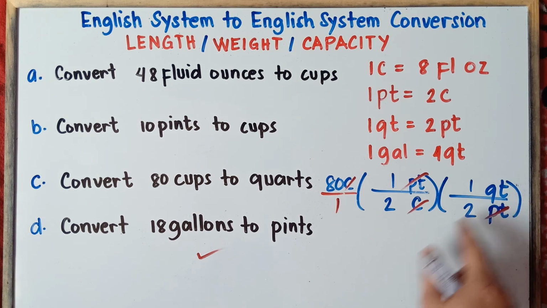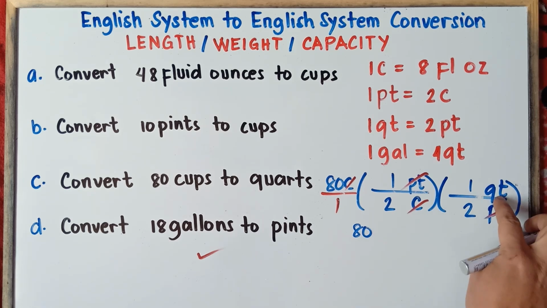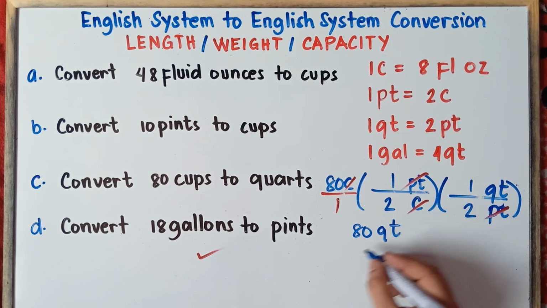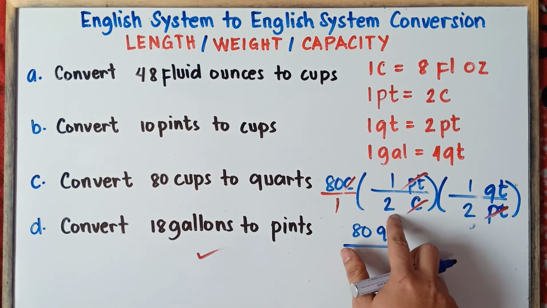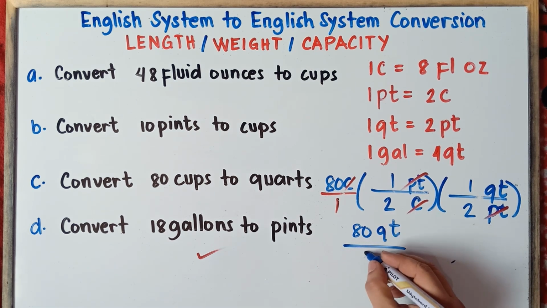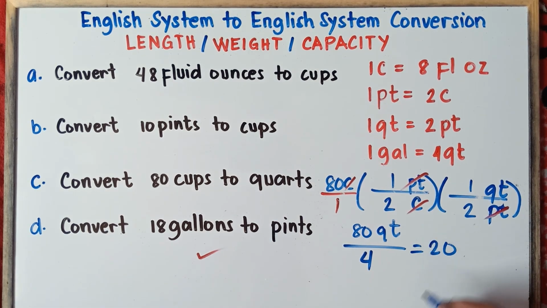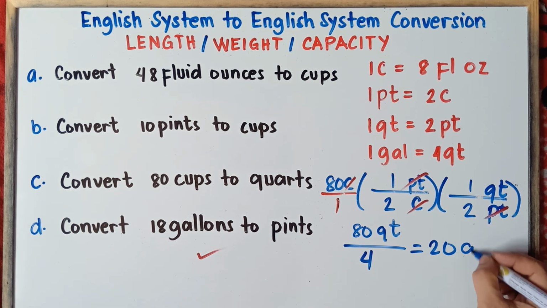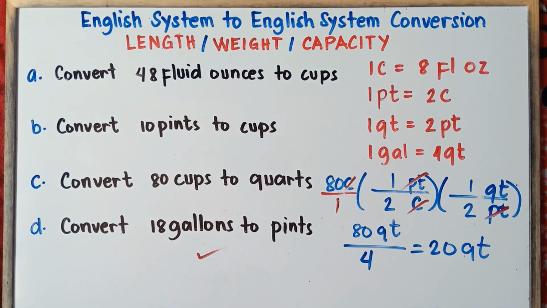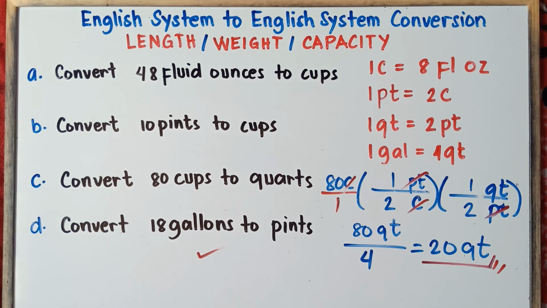And then multiply the numerator, 80 times 1 times 1, that is 80. Do not forget the units, quarts. Over 1 times 2 is 2, times 2, that is 4. Alright, and then 80 divided by 4, the answer is 20. And do not forget the units, quarts. Therefore, 80 cups is equivalent to 20 quarts. That's it, class. That's the answer for letter C.